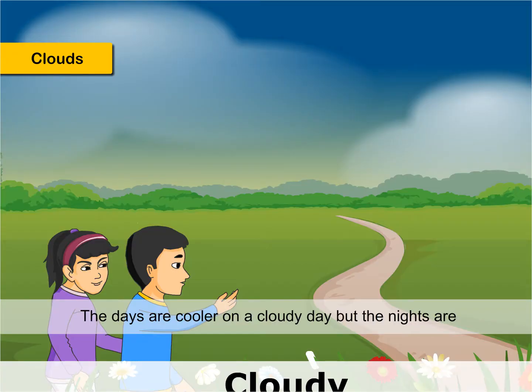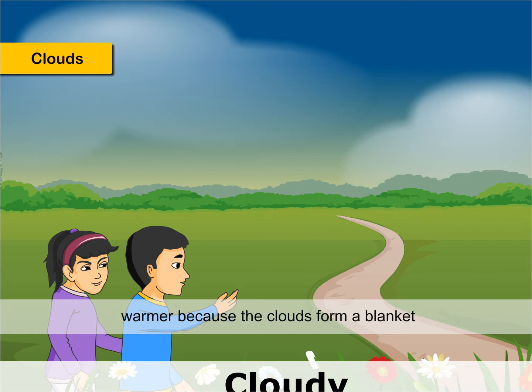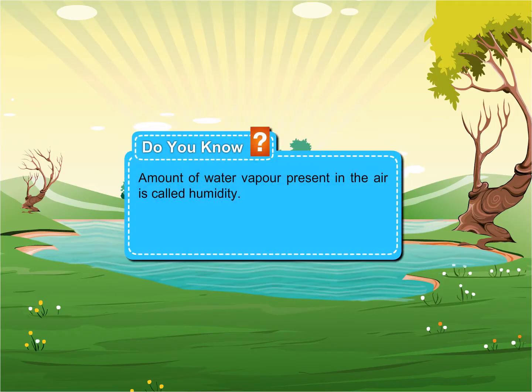The days are cooler on a cloudy day, but the nights are warmer because the clouds form a blanket and do not allow the heat of the land to escape. Do you know? The amount of water vapor present in the air is called humidity.